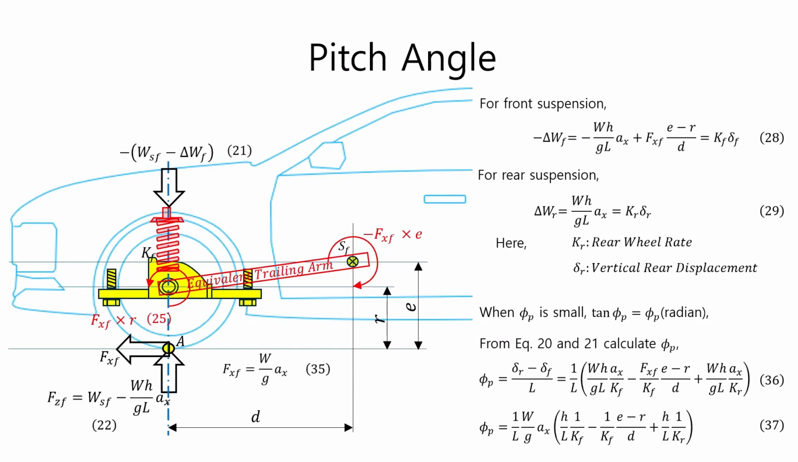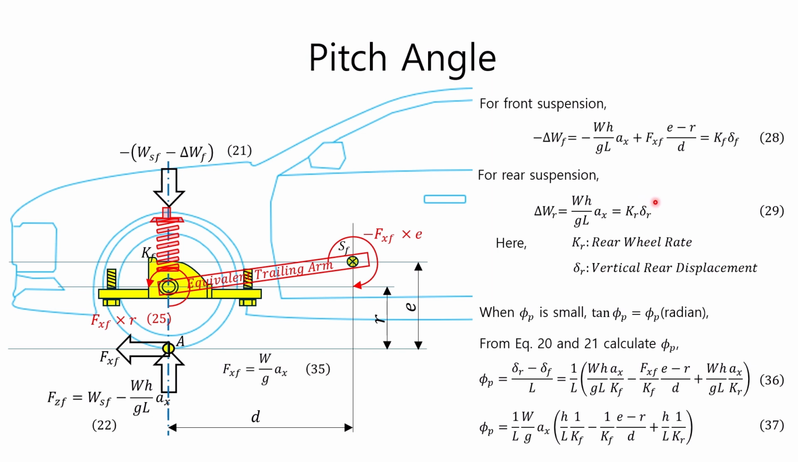Let's calculate the pitch angle when a front-wheel drive vehicle with independent suspension accelerates. By determining the spring displacement of the front and rear wheels, we can calculate the pitch angle when driving force is generated in a front-wheel drive vehicle with independent suspension. Regarding the front suspension, the front spring displacement was calculated using equation 28.